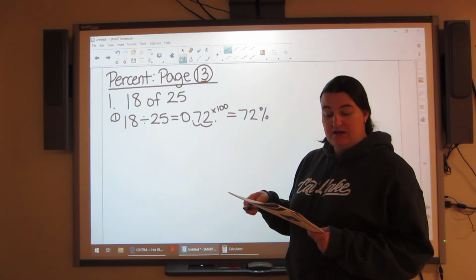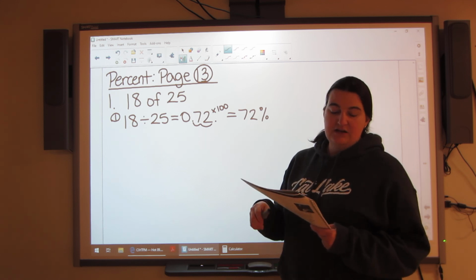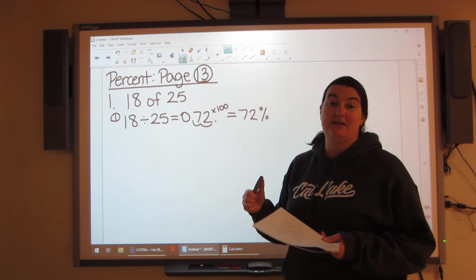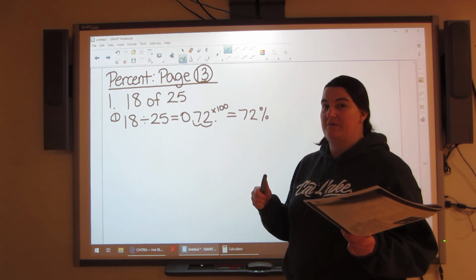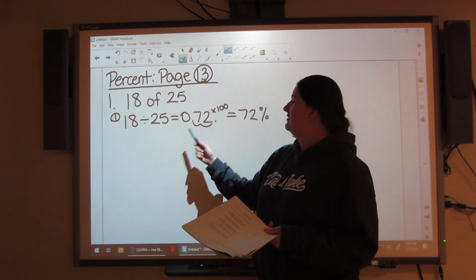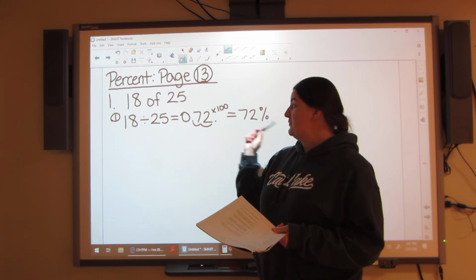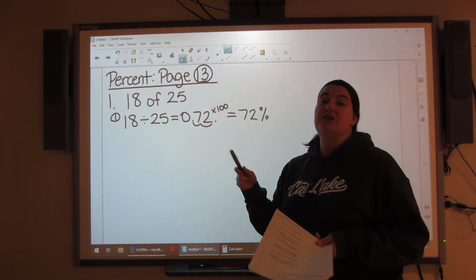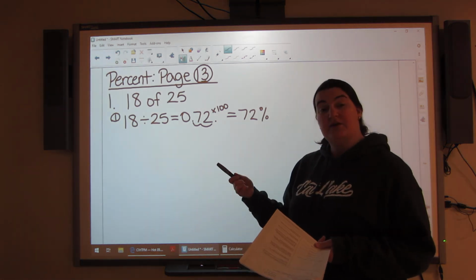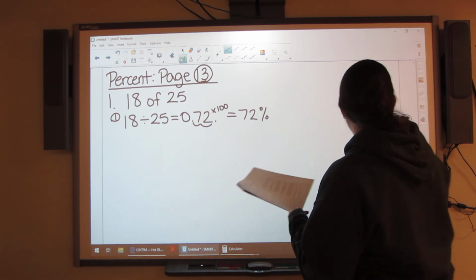All right, if you take a look at number 7 all the way to number 12, it says that you need to calculate each percent to the nearest tenth. That means there's some rounding involved. What this means is when you're doing your division question, there's going to be more than 2 numbers after the decimal. When there's more than 2 numbers after the decimal, you're going to need to do some rounding. That means your percentage is probably going to have a decimal in it as well. So let's take a look at an example of number 7.